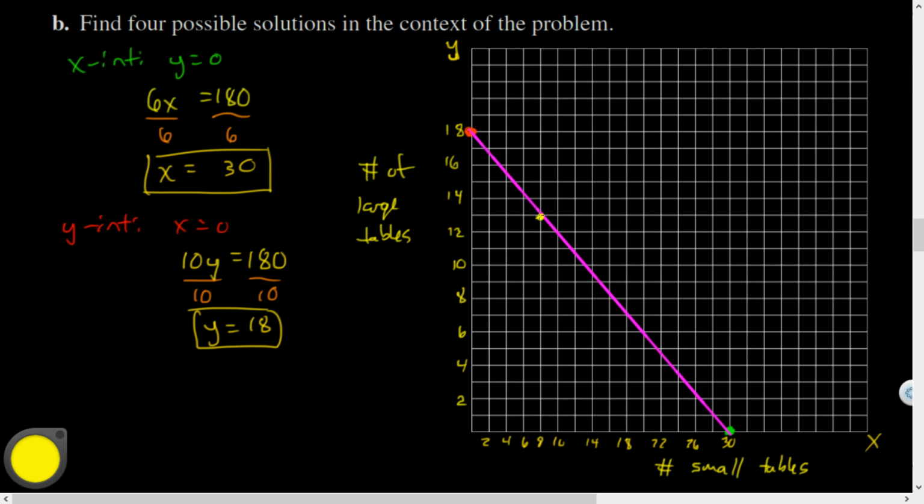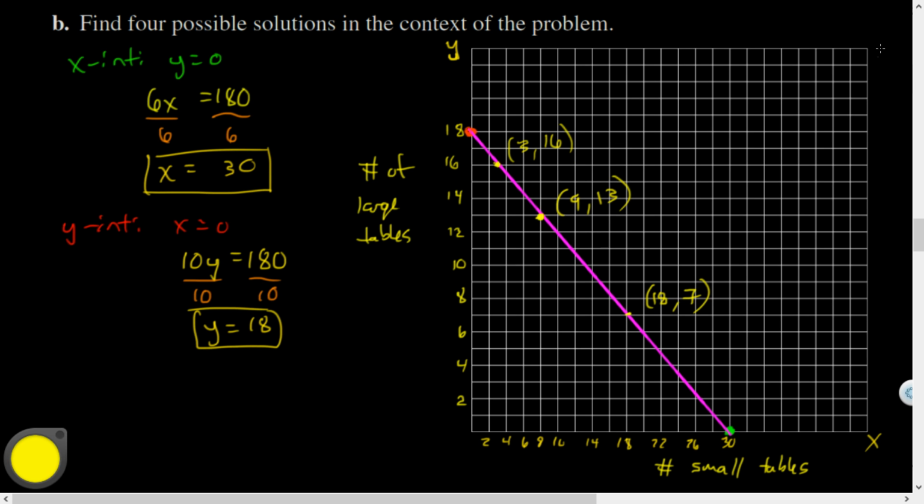Well, it looks like one of those solutions would be 9, looks like 13. So that would be 9 small tables and 13 large tables. Another solution looks like 18 and 7, right? So 18 small tables and 7 large tables looks like a solution. It's difficult to tell exactly where these landed, but essentially any point, like this one might be one right there, looks like 3 is the halfway point. So 3 small tables and 16 large tables might work.